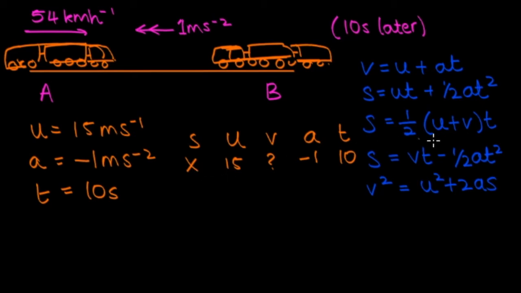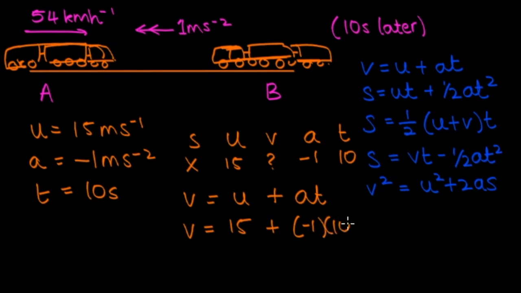And when you want to choose the equation that you want to use, pick the equation that doesn't involve the letter that you're not interested in. So we're looking for the equation that doesn't involve S. So that's the top one. V equals U plus AT. So V, what we're trying to find, is equal to 15 plus -1 times 10. So V is 15 minus 10. V is 5 meters per second.